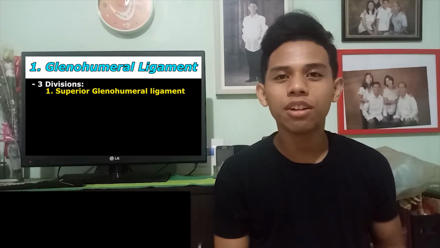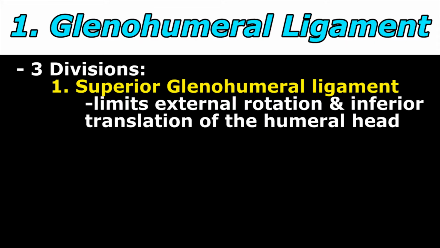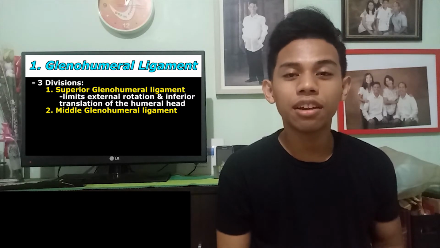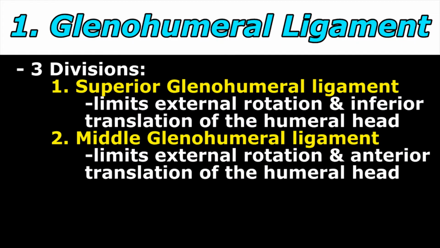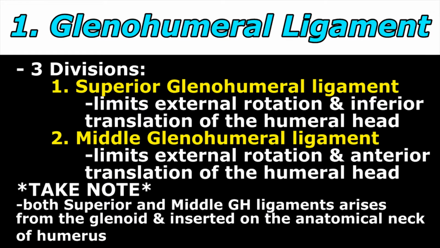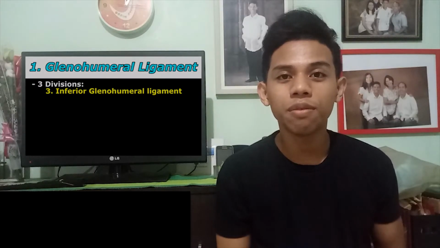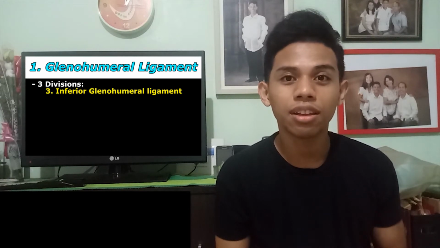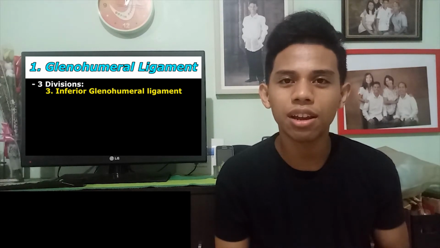First, the superior glenohumeral ligament. This ligament limits external rotation and inferior translation of the humeral head. The second is the middle glenohumeral ligament. This ligament limits external rotation and anterior translation of the humeral head. And take note, both superior and middle glenohumeral ligaments arise from the glenoid fossa and are inserted on the anatomical neck of the humerus. And the third division of glenohumeral ligament is the inferior glenohumeral ligament.